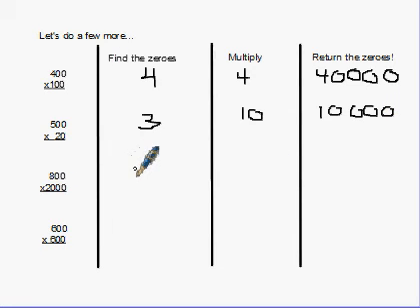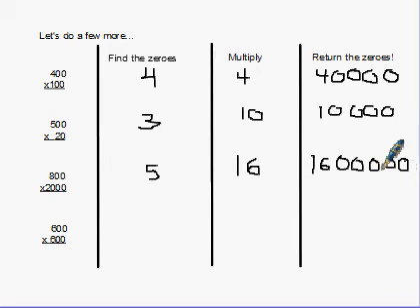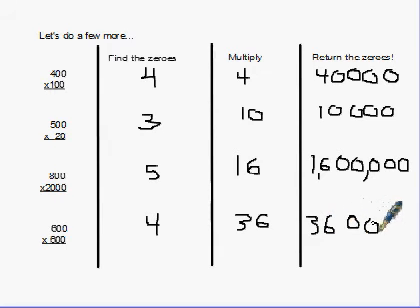800 times 2,000. I've got 5 zeros. 8 times 2 is 16. And so if I put my 5 zeros behind my 16, I have 1, 2, 3, 4, 5. I have 1,600,000. In our last example, 600 times 600, I've got 4 zeros again. 6 times 6 is 36. And with 4 zeros behind it, my answer becomes 360,000.